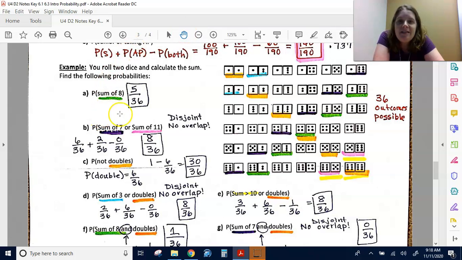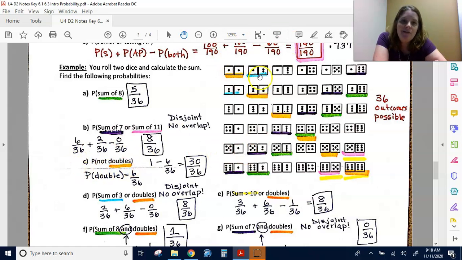So what's the probability of a sum of 8? So again, we're going to find all the sums of 8. I've got them highlighted here, 5 out of 36. A sum of 7 or a sum of 11. There are 1, 2, 3, 4, 5, 6 that add up to 7 and 1, 2 that add up to 11. There's no overlap there, so I can just put those together. That's 8 outcomes total. And remember, if there's no overlap, the word for that is mutually exclusive or disjoint, either one of those.